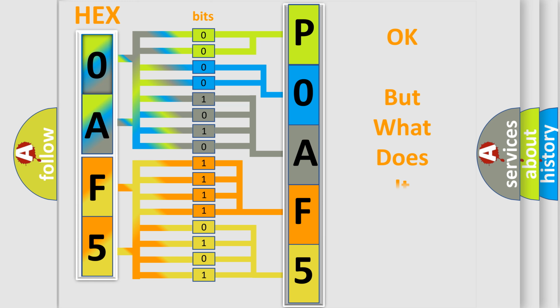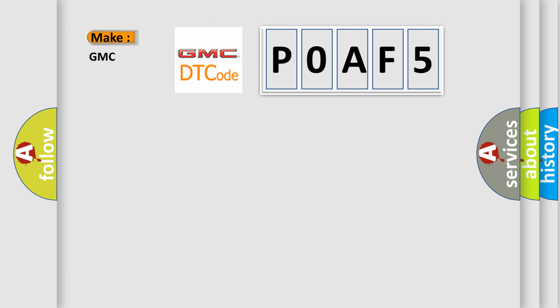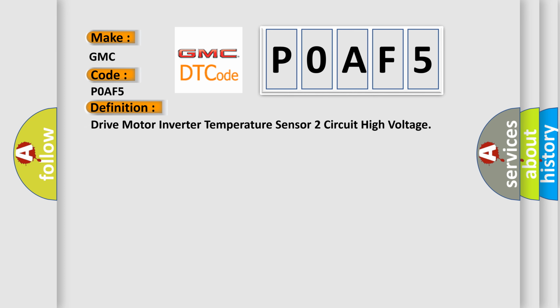The number itself does not make sense to us if we cannot assign information to what it actually expresses. So, what does the Diagnostic Trouble Code P0AF5 interpret specifically for GMC car manufacturers? The basic definition is drive motor inverter temperature sensor 2 circuit high voltage.